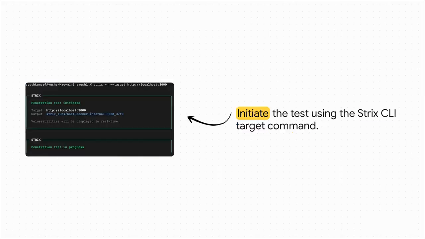With Juice Shop up and running, it's time to execute the heist. We type strix -n --target http://localhost:3000. That -n flag is super important. It means we're running in non-interactive headless mode. We are basically taking the leash off and letting the AI do its thing, without any hand-holding.